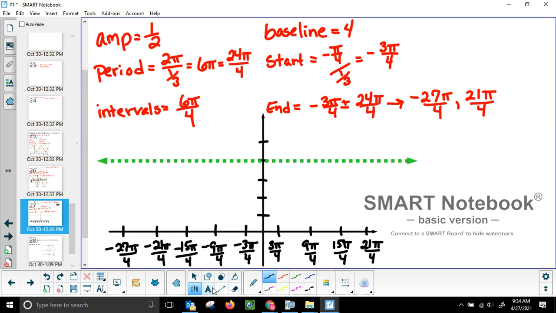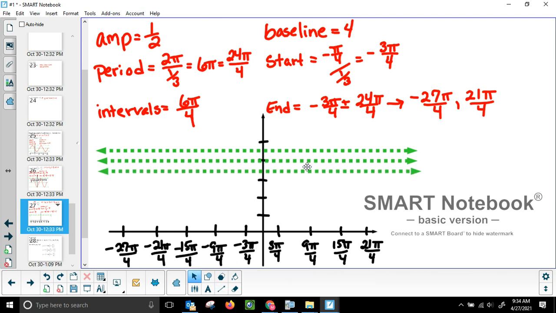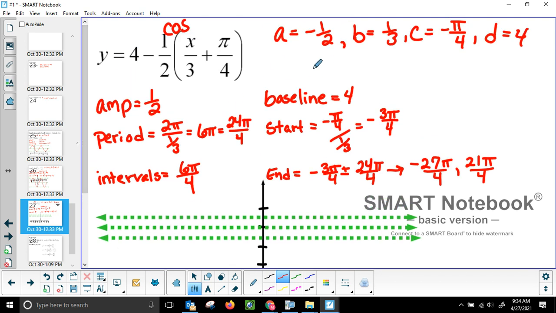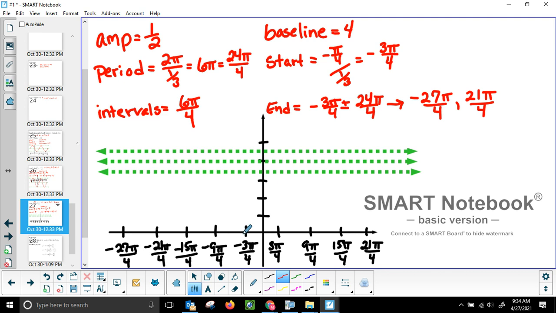All right, so we're only going a half there and a half there. So it's going to be very condensed. All right, so now this is cosine. So I start at the maximum or minimum, depending on my A. My A is negative, so I actually start at the minimum. All right, so I'm starting at negative 3 pi over 4, and I'm starting at the minimum.